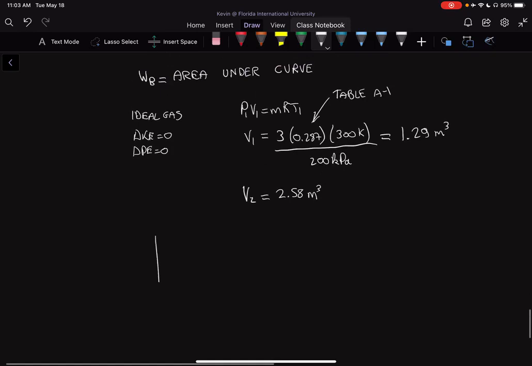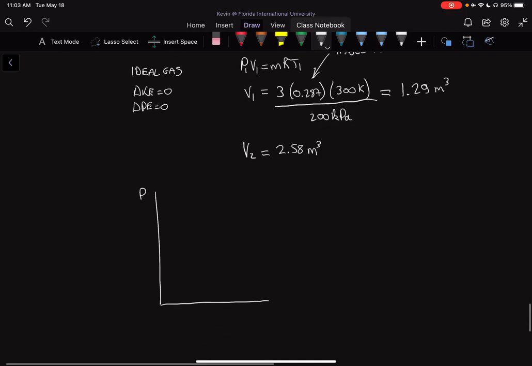So if we draw a PV diagram of our problem, we have pressure, volume, and we know that pressure 1 is equal to 200 kilopascals. We know that pressure 2 is equal to 400 kilopascals. And we know that volume 1 is 1.29 and volume 2 is 2.58. So we have a 0.1, which is here, and 0.2, which is somewhere there. How do we get from 1 to 2?